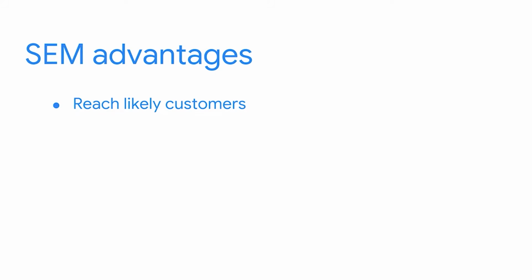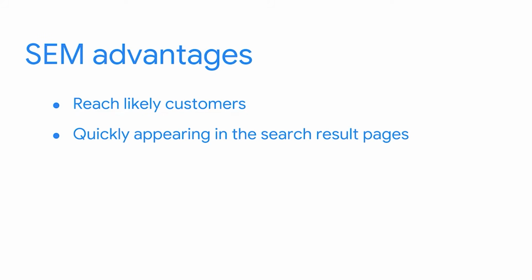A second advantage of SEM is quickly appearing in the search results pages. If a website hasn't built up enough authority or reputation to receive traffic for certain search terms in the search listings, SEM may be beneficial to help with additional visibility. Difficulty appearing in search results can be particularly true for a new website. While a new website can appear in search results fairly quickly, it can take time to build its authority and reputation for competitive search terms.